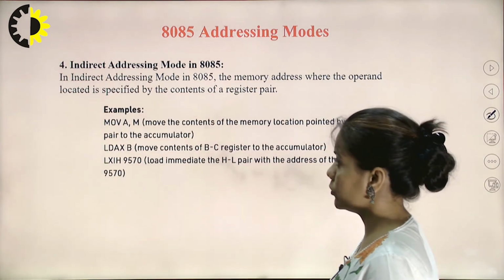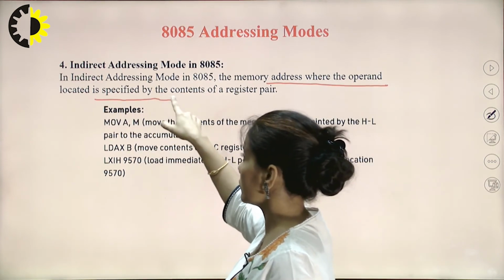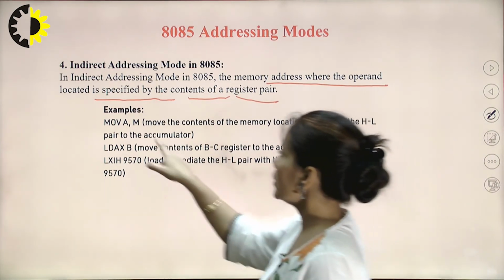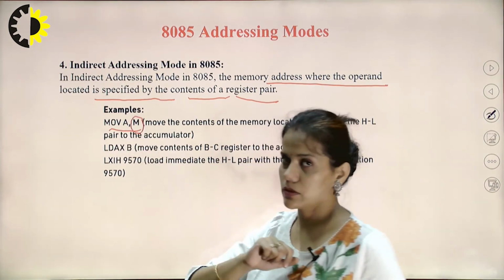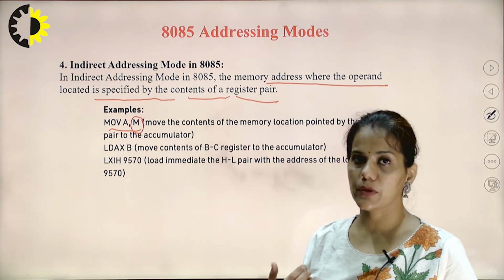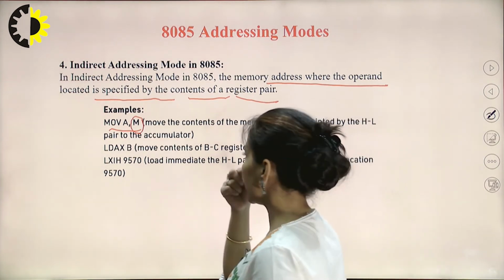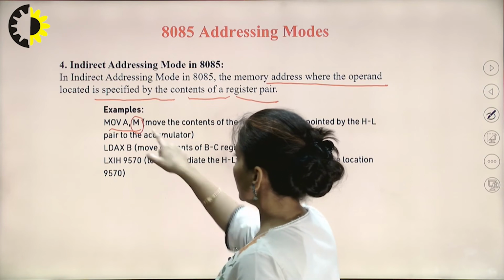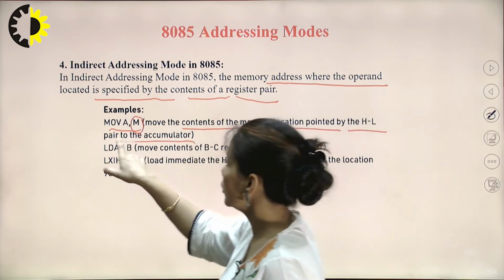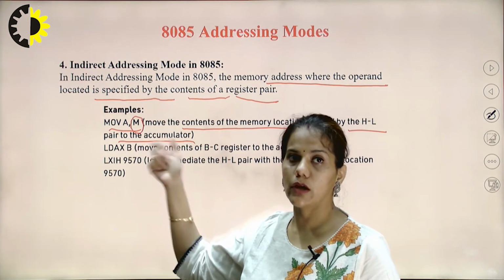In the indirect addressing mode, the memory address where the operand is located is specified by the contents of a register pair. Let's see how. MOV A, M. This is not a direct address, but it specifies that the data is in a memory location pointed to by the HL register pair. So it will move the contents of the memory location pointed to by the HL register pair to the accumulator. Here the address is not directly mentioned, but the pointer to the address is mentioned.